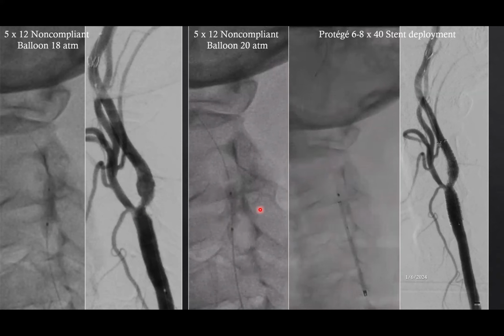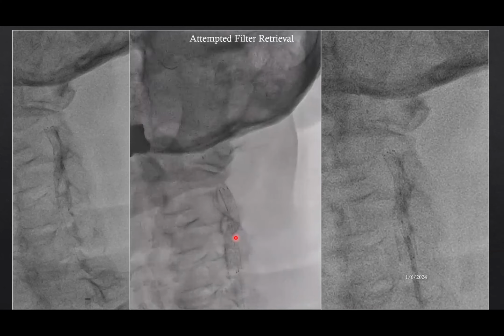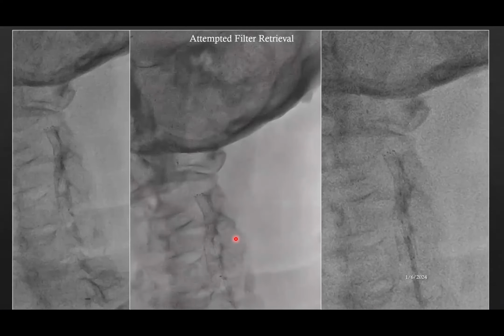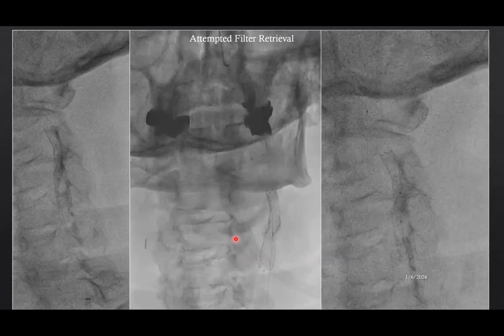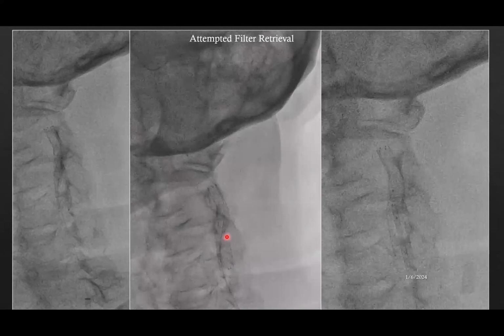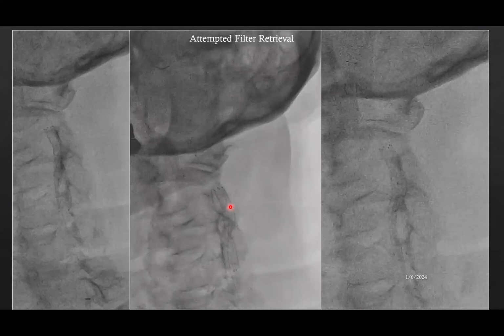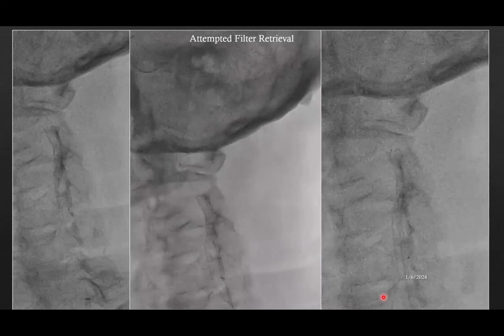The next step was retrieval of the filter. I was not able to retrieve the filter because while pushing the retrieval catheter, the catheter was getting stuck at this site. This was an open cell stent. Because of the fish scaling of the stent struts at the stenotic segment, the retrieval catheter was getting stuck. In spite of rotating the neck to the other side, it was not possible. This is the video of how we navigated it.